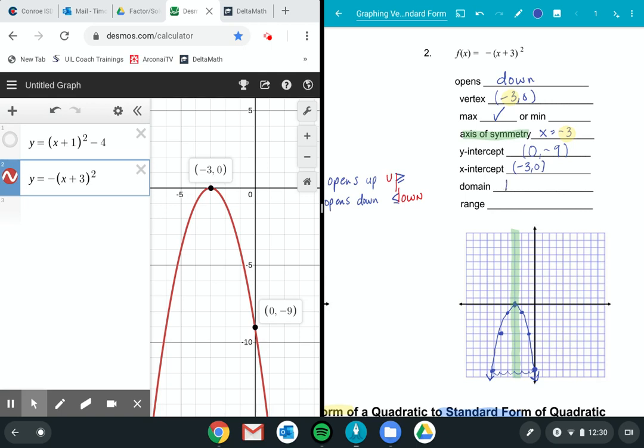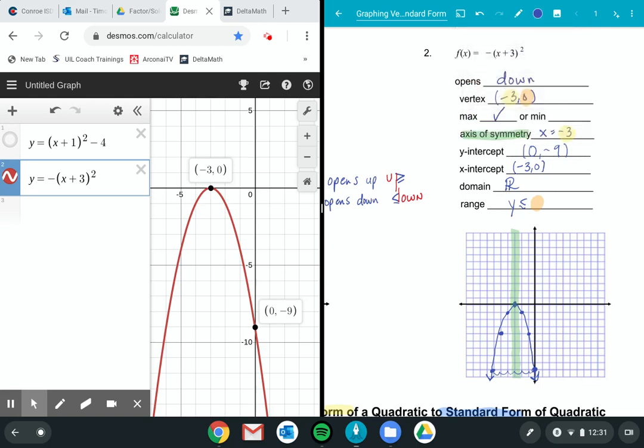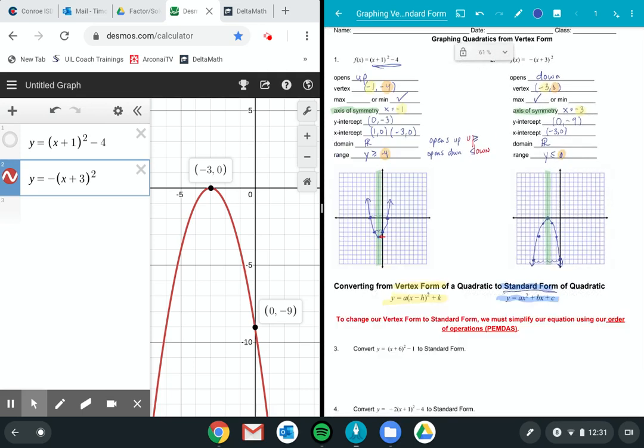Now my domain here is all real numbers. The range is going to open up to the right this time because it's opening down. And since it's opening down, and it's a maximum, I'm still going to use the y value of my vertex, which is 0, because that y value at 0 is the highest point on this graph. It doesn't get any higher than that, which makes my life easy. Nothing new, really, right? Hopefully you agree.